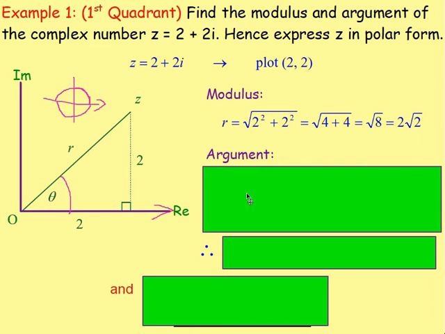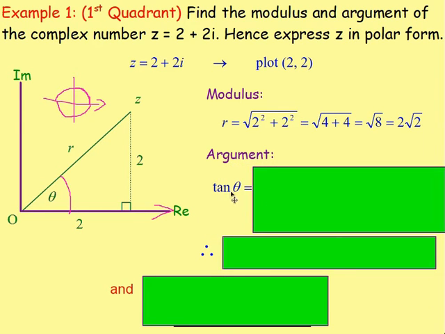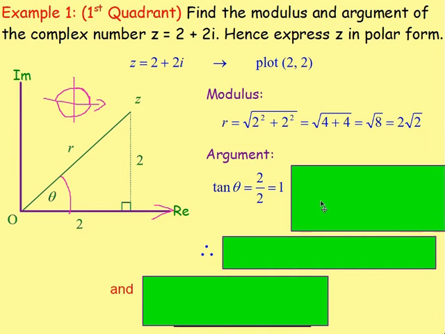To work out the size of the argument, the size of that angle, because we've got a right angle triangle, we know this side's 2, that's the opposite. We know this side is 2 as well. That would be your adjacent, so you can just use tan. So tan theta equals opposite over adjacent, which will be 2 divided by 2, which is 1.